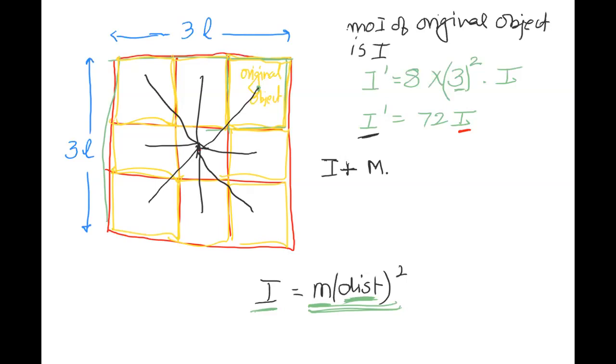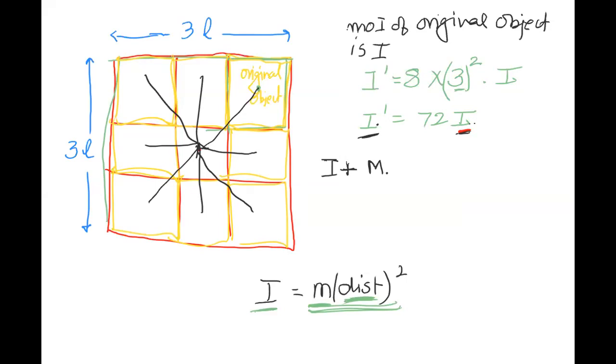But I decided to scale upwards because I would be working with the original moment of inertia. If I decided to scale backwards, तो I dash जो है वो यहाँ रहता, I जो है वो यहाँ रहता, और ये I by 72 हो जाता. I dash is equal to I by 72. That would also have given us the answer.